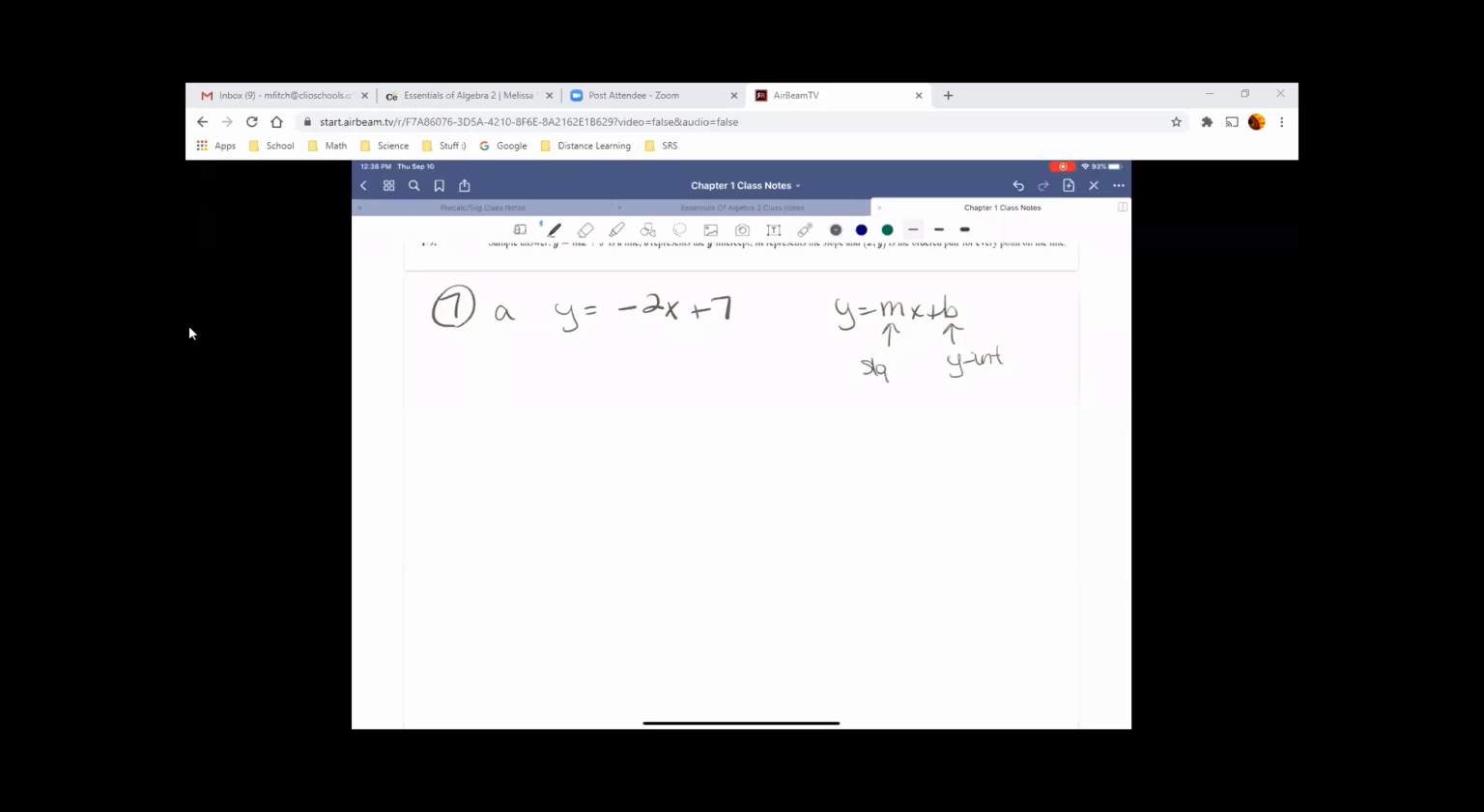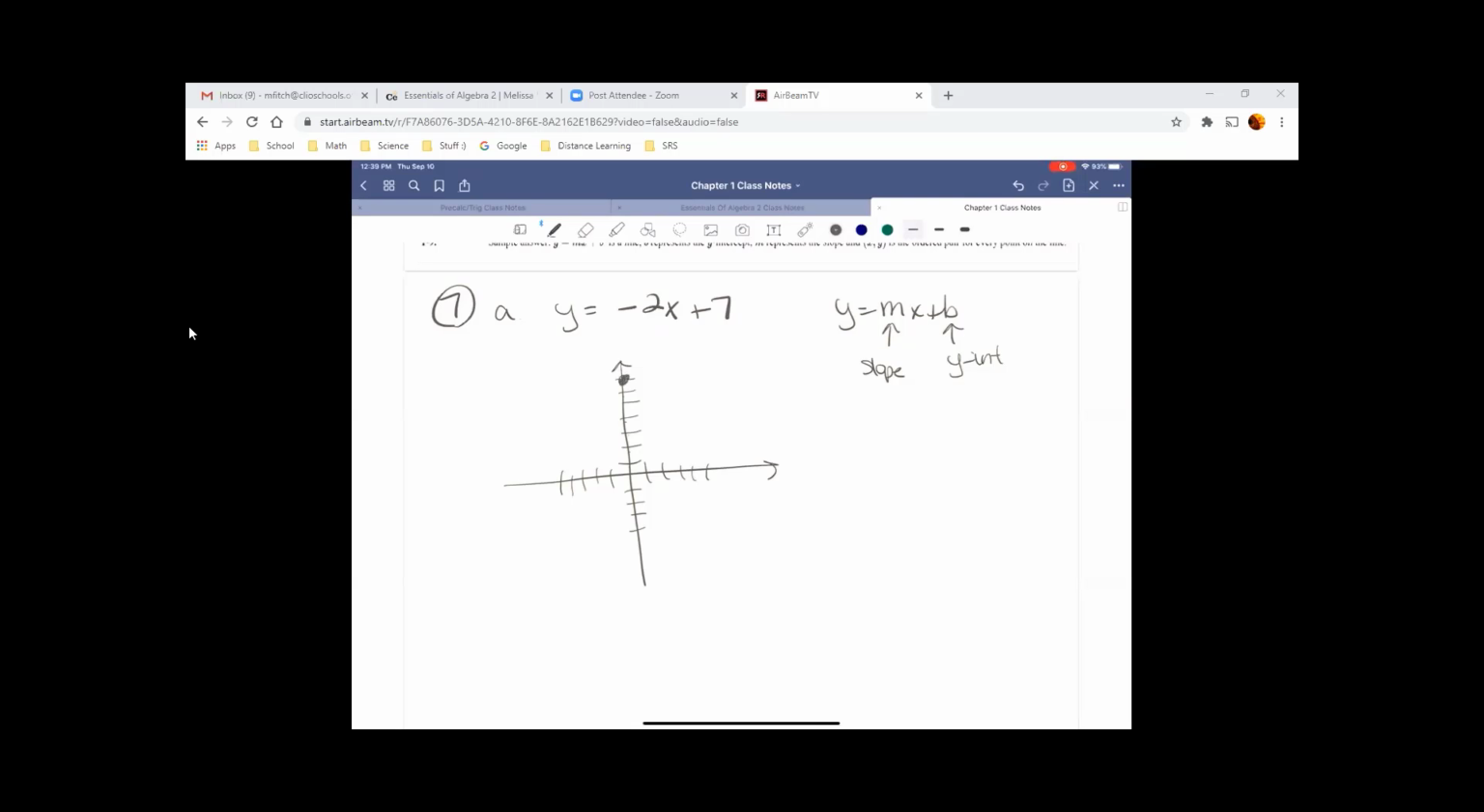Okay. So if I go to graph this, making a perfect little xy coordinate plane, this 7 is telling me where I'm crossing the y-axis. So I'm going to go up 7: 1, 2, 3, 4, 5, 6, 7.